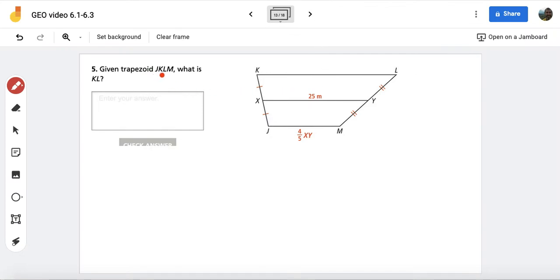Given trapezoid JKLM, what is KL? They want us to find this length up here. And they don't really tell us the values of both. They tell us this one's 25, but they tell us this one is 4/5 of XY. It's 4/5 of this. So I wish they just gave us straight out numbers. I think some of the homework problems do that. 4/5 of XY, so 4/5 of 25.